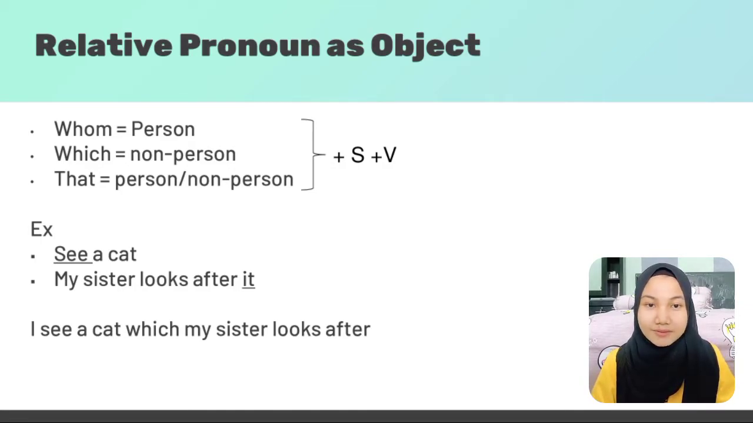We need to remember again, relative pronoun as object is followed by subject plus verb. So after the conjunction which, there is a subject, my sister, and looks after as a verb. And then where is "it"? We do not use it again because in one sentence there can't be two objects.